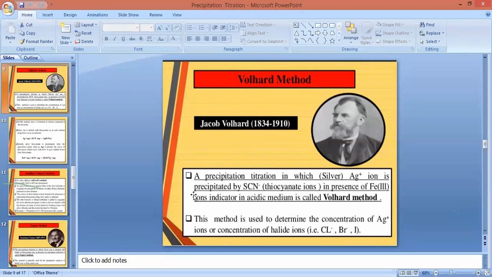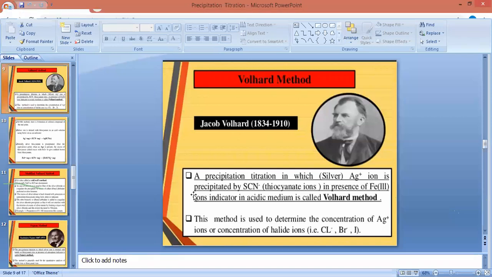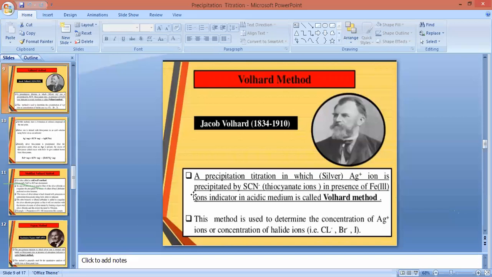Firstly, in the conical flask, we are going to add the analyte, that is either chlorine, bromine or iodine. Next, we are going to add solvent in order to make the condition aqueous. Next, we are going to add an excess amount of precipitating reagent, that is AgNO3. Lastly, we are going to add the indicator. In case of Volhard's method of analysis, ferric ion is used as an indicator.